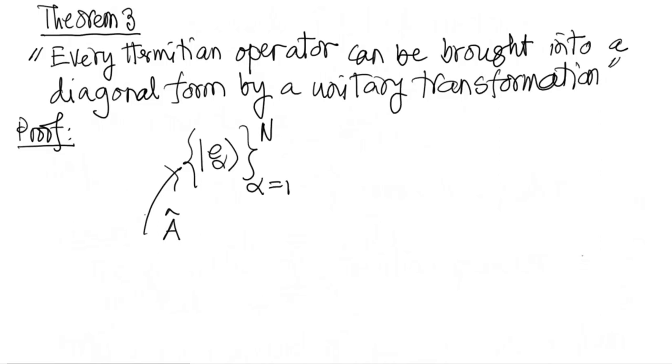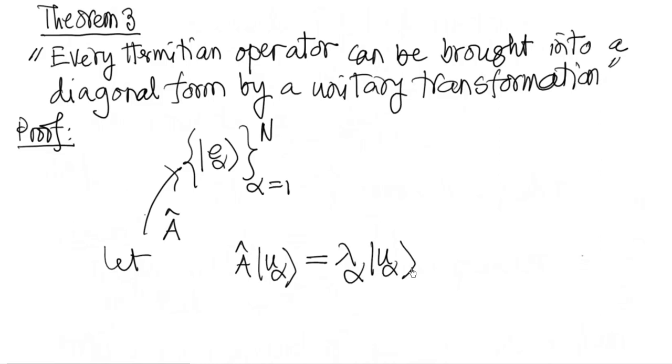Now if ket U alpha be the eigenvector corresponding to the eigenvalue lambda alpha of the operator capital A, then the eigenvalue equation is: operator A acts on ket U alpha gives us eigenvalue lambda alpha and ket U alpha. This is the eigenvalue equation. Let us suppose that this is equation 1.